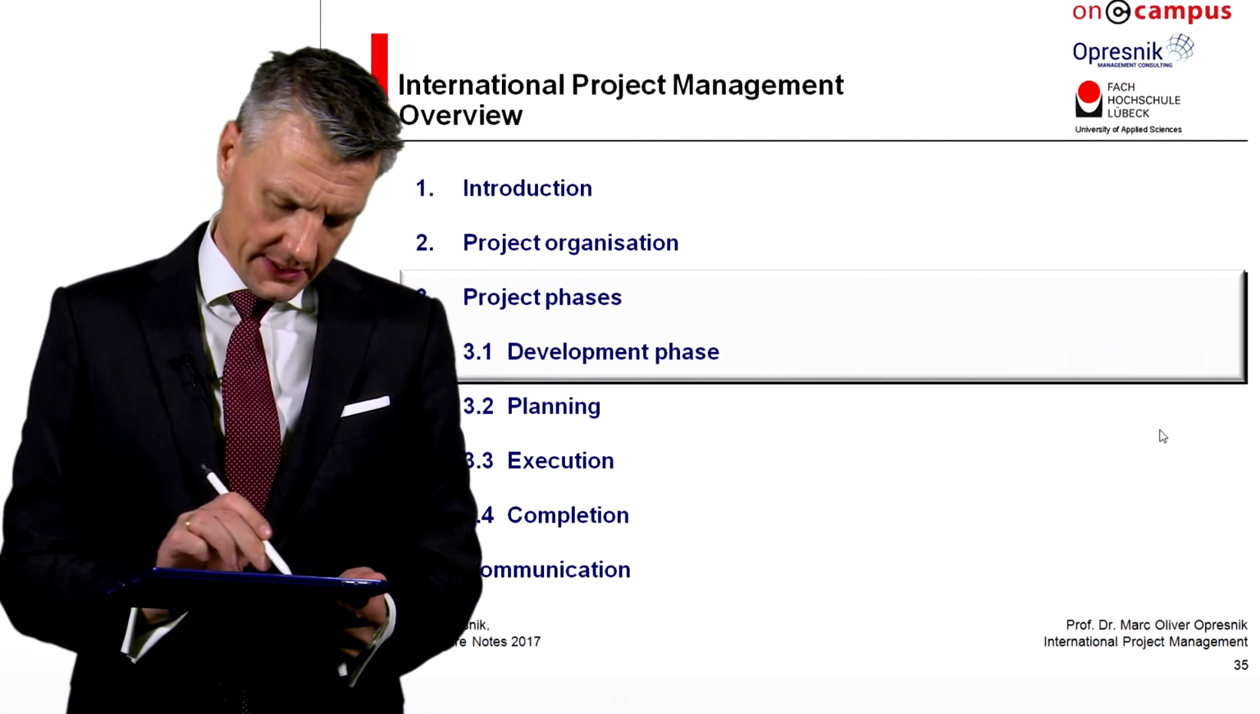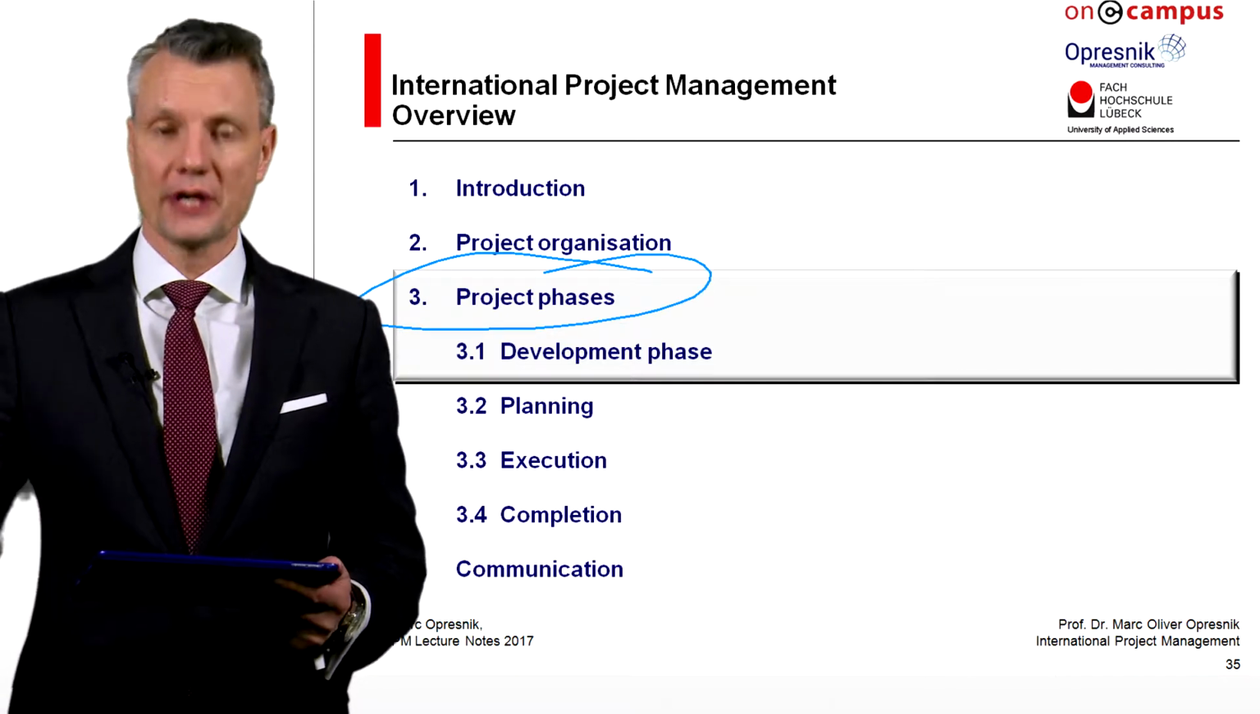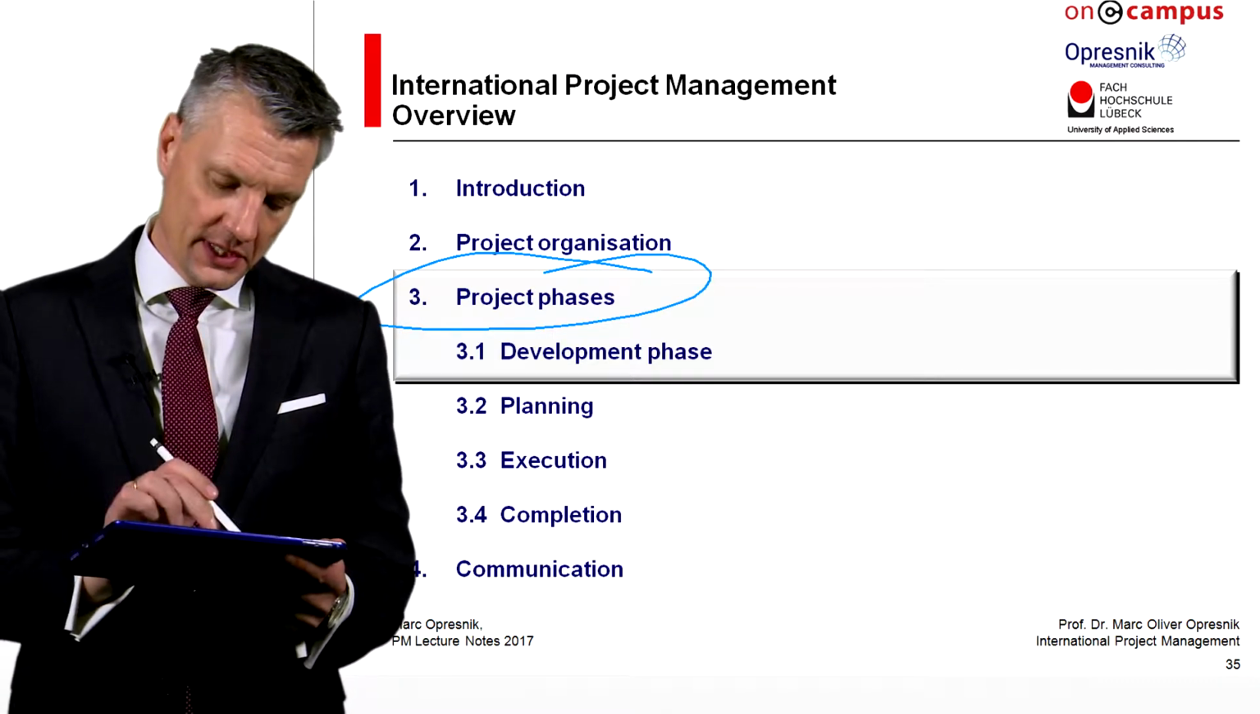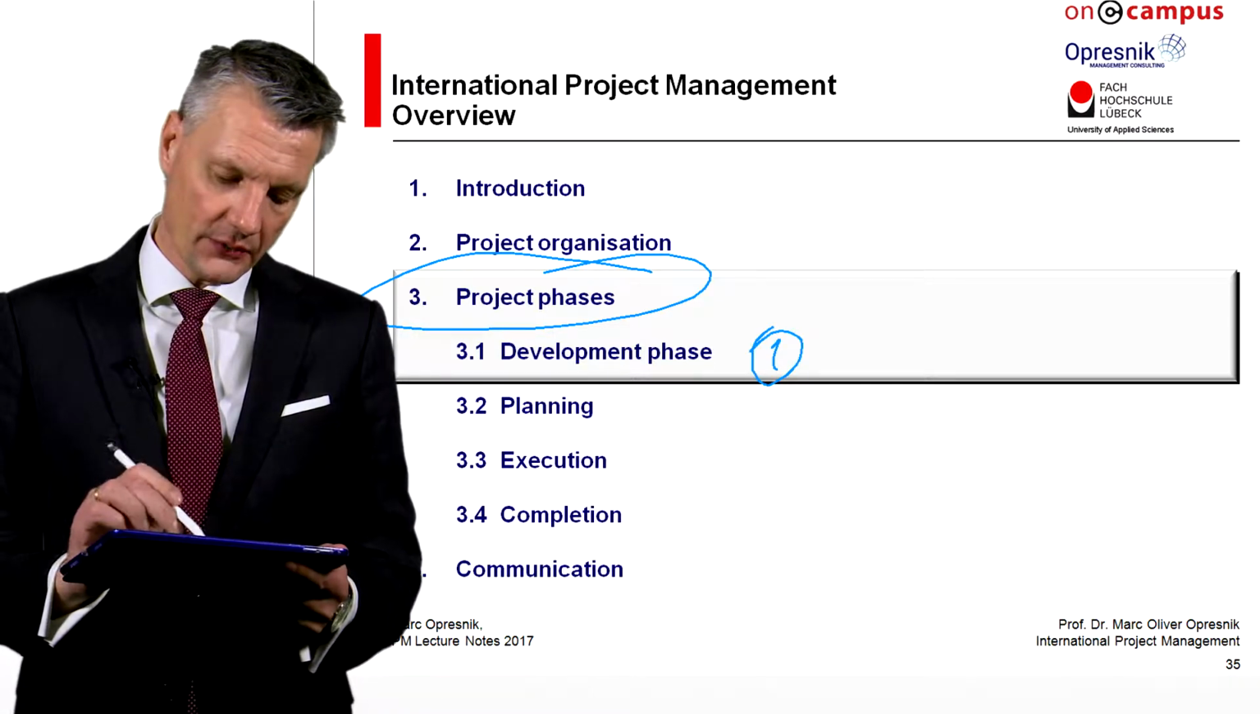Today we're going to talk about the first phase when it comes to the product life cycle of a project, which is the project development phase. So the project development phase is the first phase of a project. A project, like a product, is running through a certain kind of life cycle, which begins with the development phase. So that's the initiation phase of the project.